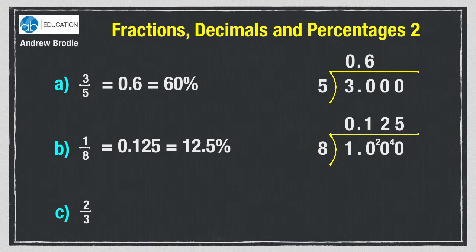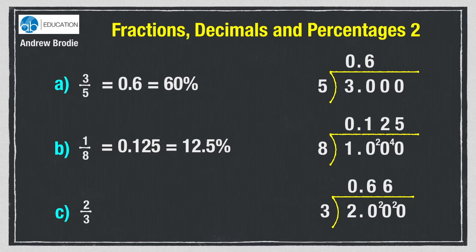Question C, 2 divided by 3. 3 into 2 won't go, so put a 0 and a decimal point. 3 into 20 goes 6 times with 2 left over. So it's 3 into 20 again, which is 6 with 2 left over again, so 6 on the top line, and you can see that this one is a recurring decimal. We write the answer as 0.6 with a dot over the 6 to show it's recurring. Multiply by 100 to get 66.6 recurring percent, but we can round that up to 66.7%.